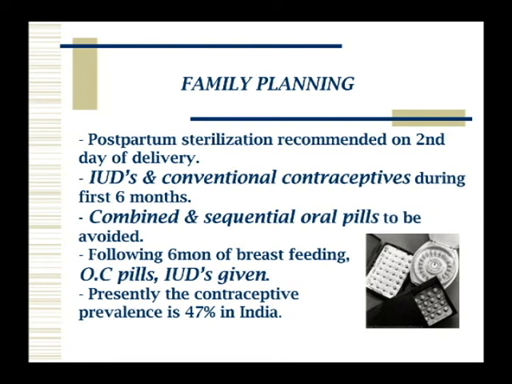Coming to family planning, which is one of the key parts of postpartum care. Postpartum sterilization is recommended on the second day of delivery. Intrauterine devices and conventional contraceptives during the first 6 months have to be practiced. Combined and sequential oral pills are to be avoided. Following 6 months of breastfeeding, OCP pills or IUD can be given. Presently, the contraceptive prevalence is 47% in India.